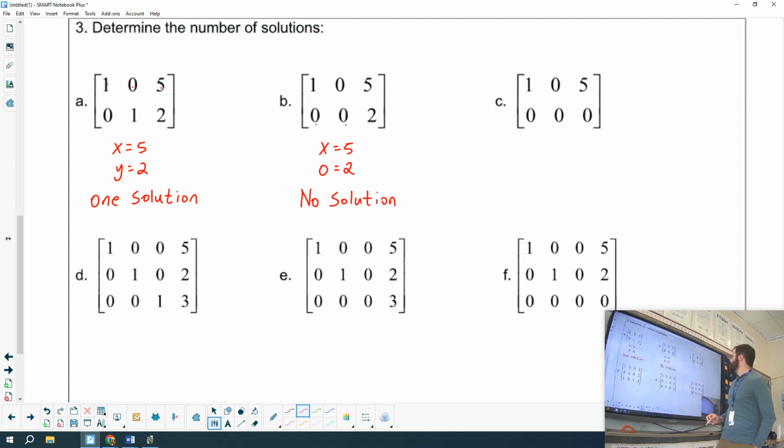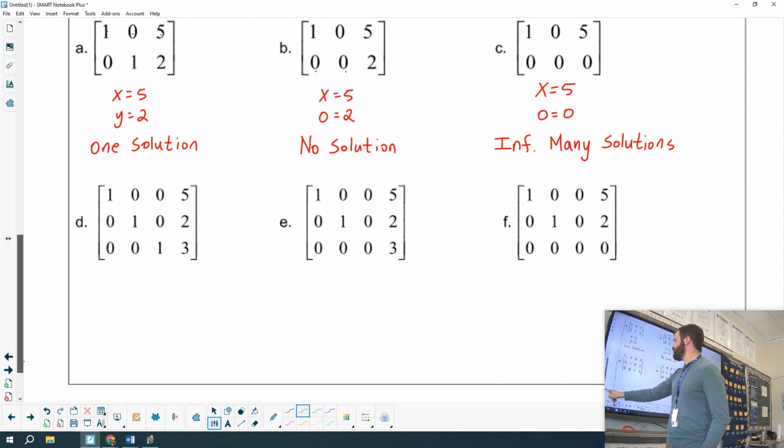Okay? But what about this one? This one I have x equals 5 and 0 equals 0. Oh, well this one, x and y's went away, but that time it's actually true. 0 does equal 0. So this one's going to be infinitely many solutions. All right, so that's the difference there.